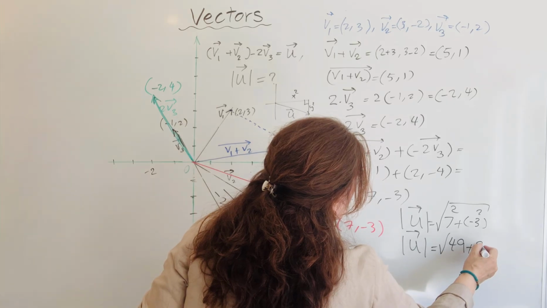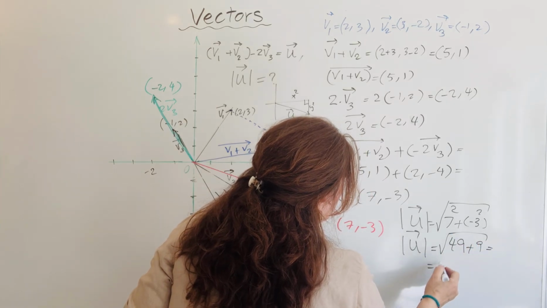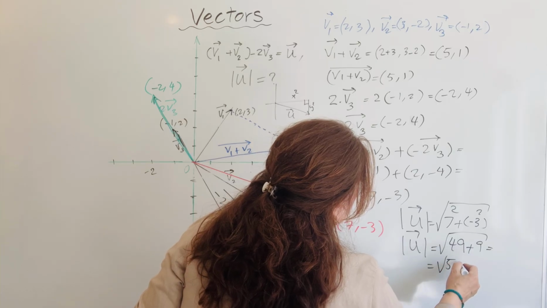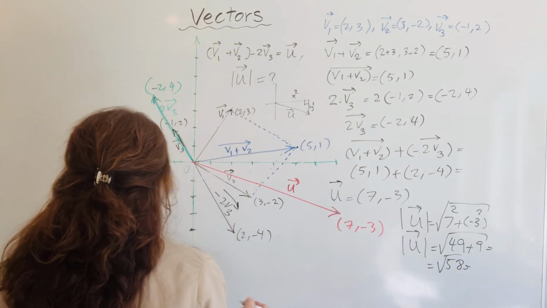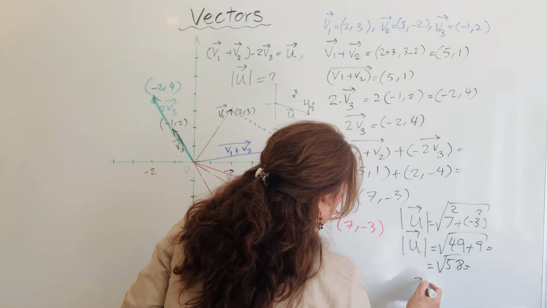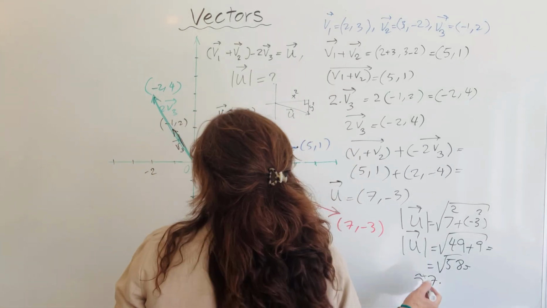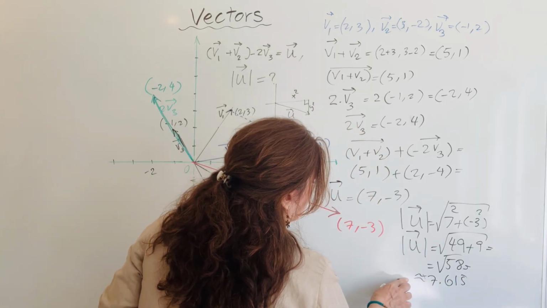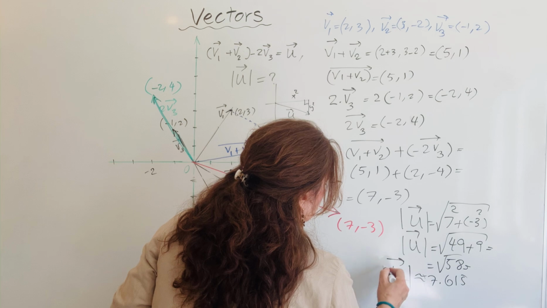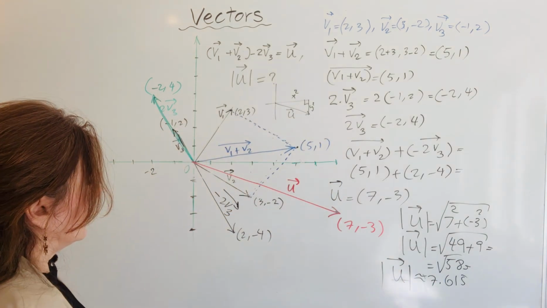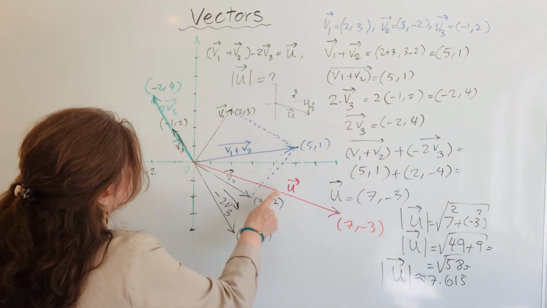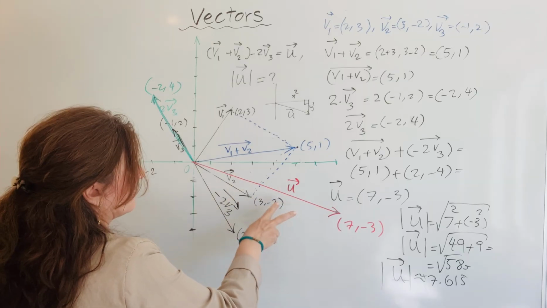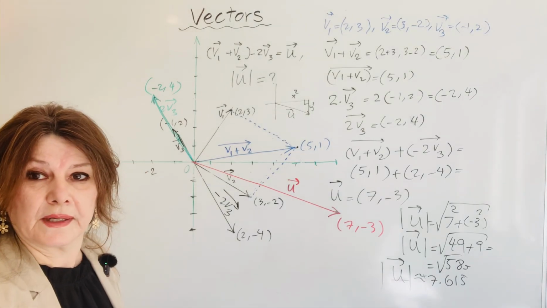49 plus 9 is 58. The square root of 58 is 7 point something, I have here 7.615 approximately, not exactly. The length or magnitude of this one, this is the direction, yes? But the magnitude of U is 7 point something, 7.615.